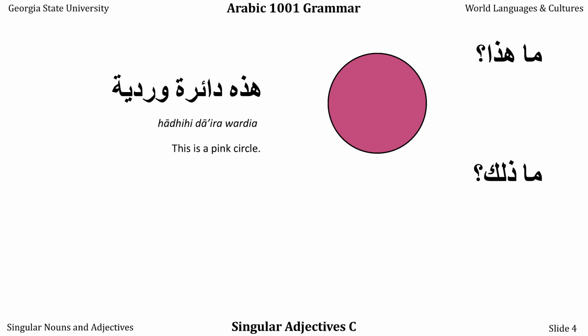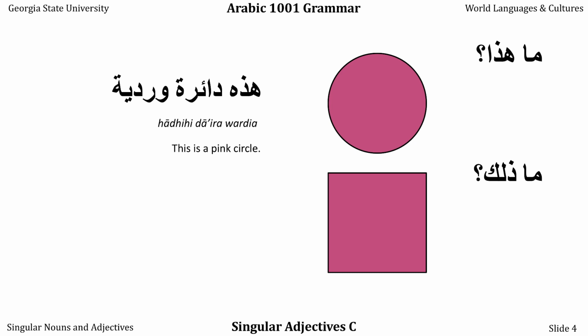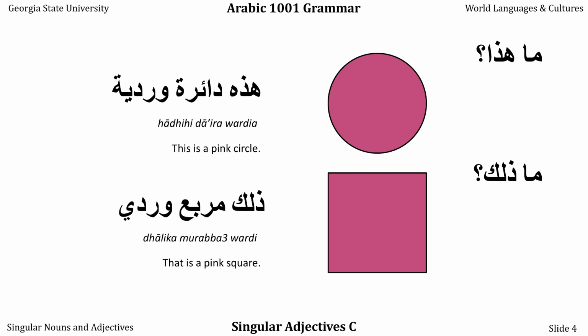If I ask ma dhalik, what's that? And now the square is pink, I'm going to say dhalik murabba wardi. So murabba, square, is masculine. It's also indefinite, and therefore our adjective wardi needs to remain masculine and indefinite as well. So dhalika murabba wardi means that is a pink square.